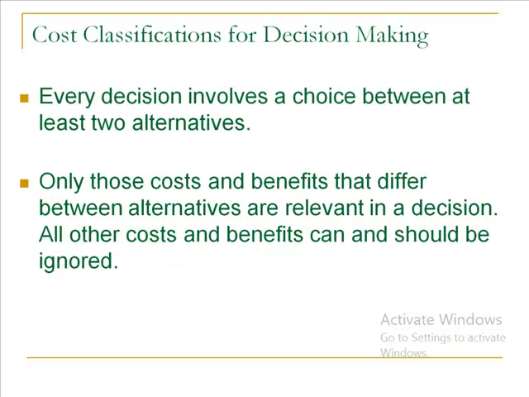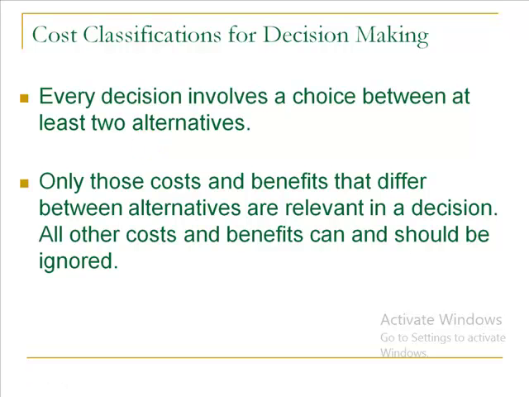Now come to the classification of cost for decision making. Here it is important to realize that every decision involves a choice between at least two alternatives. Every decision involves a choice between at least two alternatives when we are making a decision. So definitely there will be two alternatives, and what we do is select or choose between A and B.